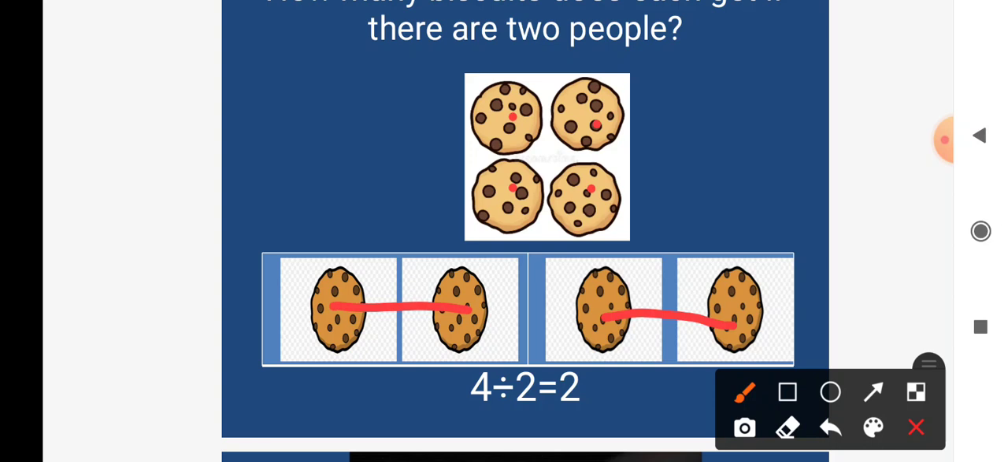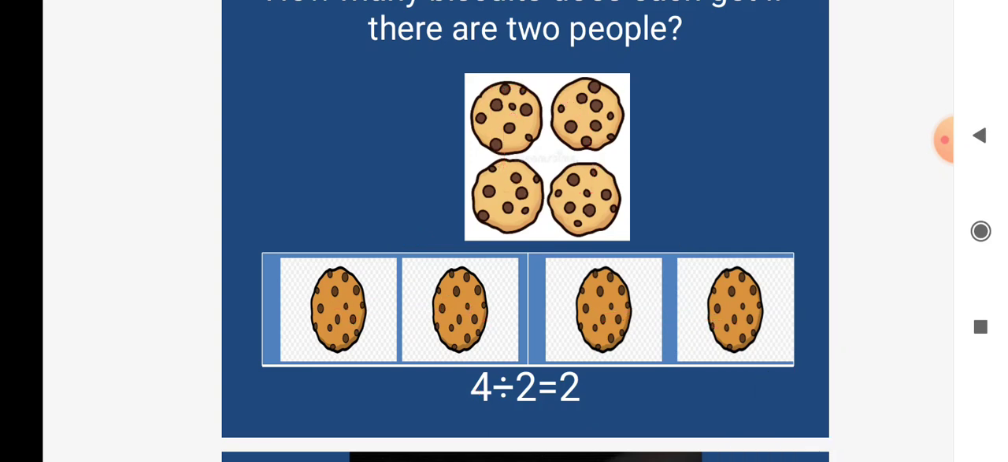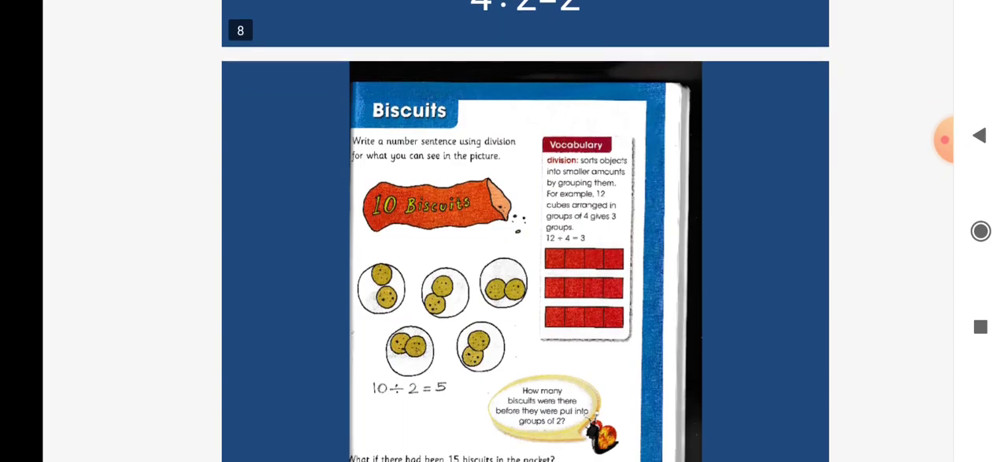So this is the statement we are going to write. Four divided by two. We are dividing it to two people, which gives two. Okay, we are dividing it as two and we get two. So the answer will be two.